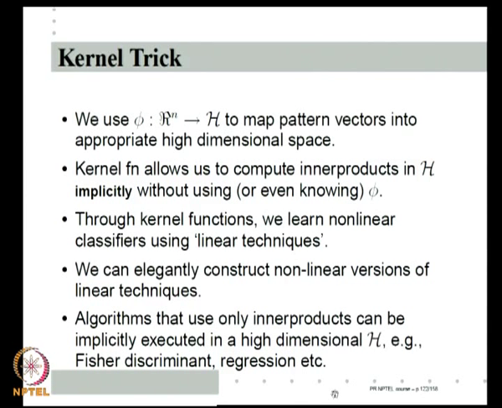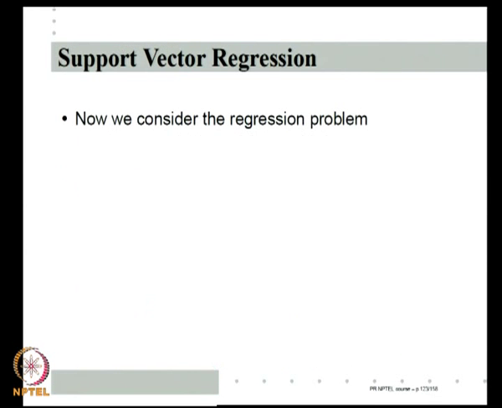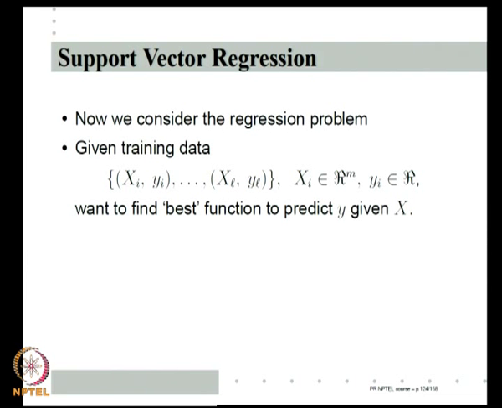Okay. So, let us look at the same thing in the regression context, just to see how the kernel trick can be used. So, what is the regression problem? Unlike the classification problem, I am given data xi, yi. So, x1, y1, x2, y2, up to xl, yl. We want to find the best function to predict y given x. The xi's are in m-dimensional space.